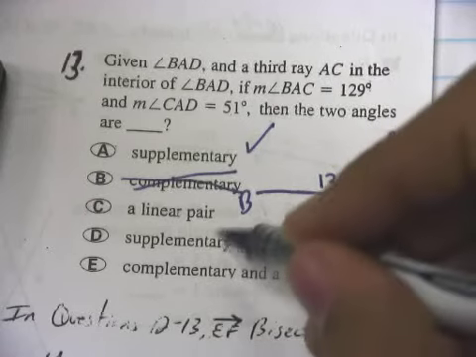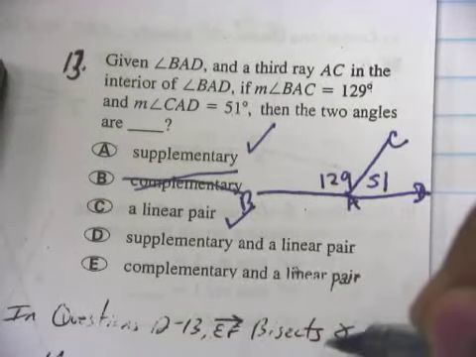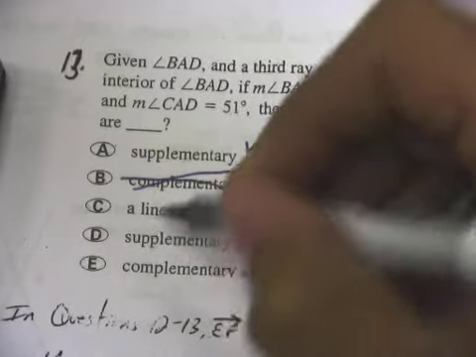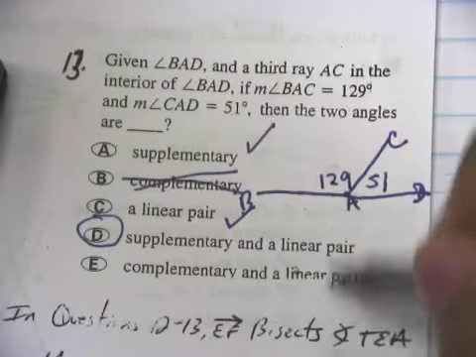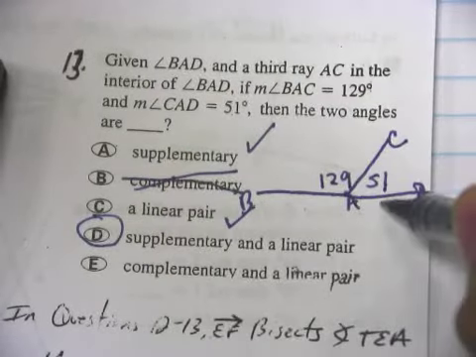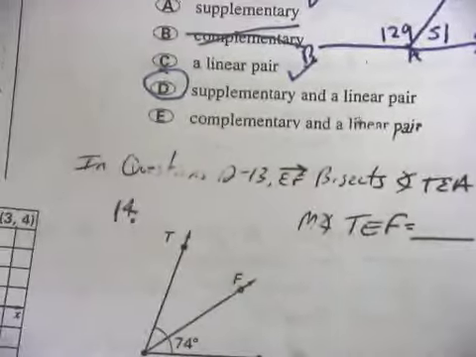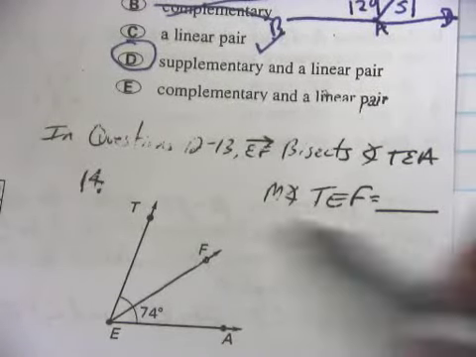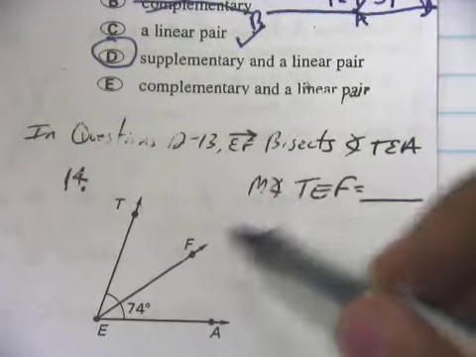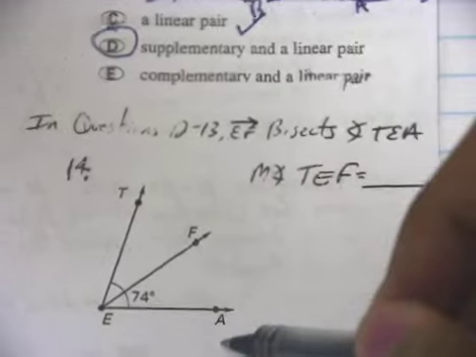Yes, they are. They are supplementary. They are not complementary. And if they're adjacent to each other and they're supplementary, then they're also going to be what? A linear pair. So the answer is D, because they are supplementary and they create a straight line.